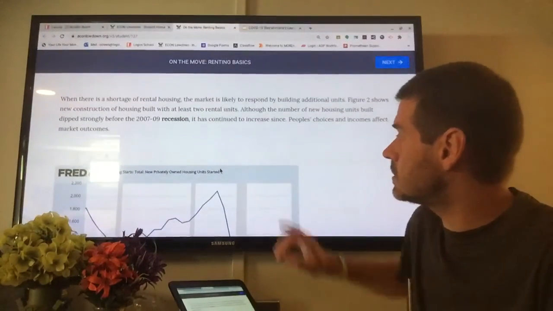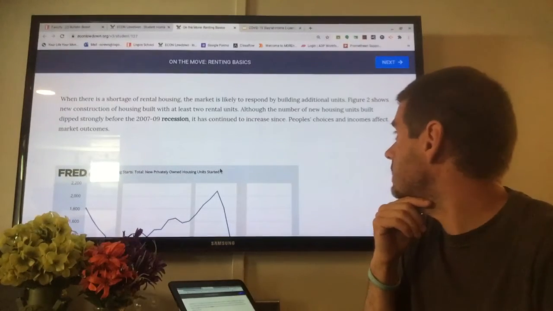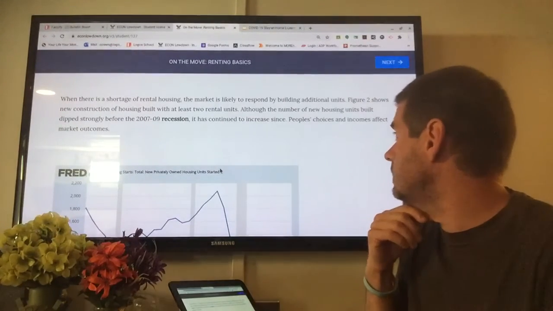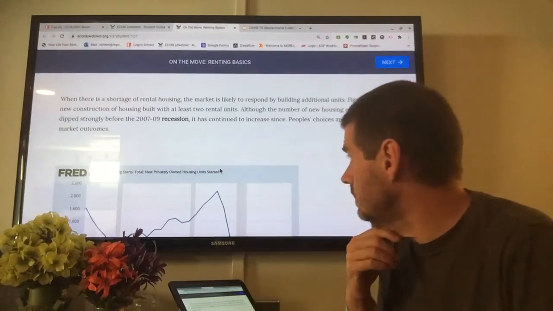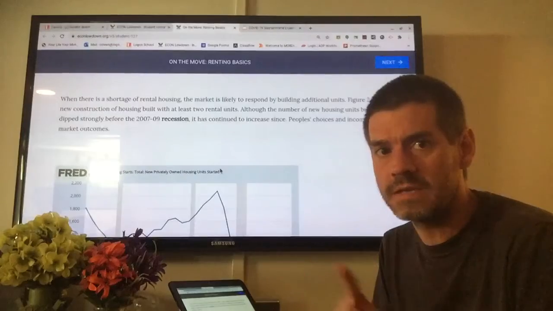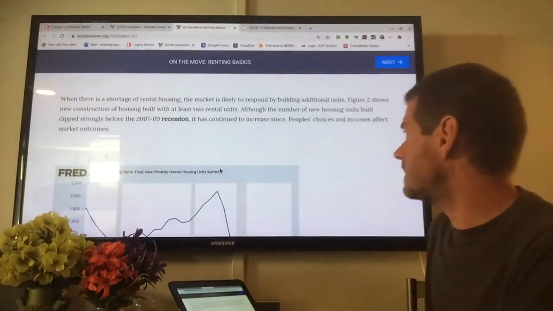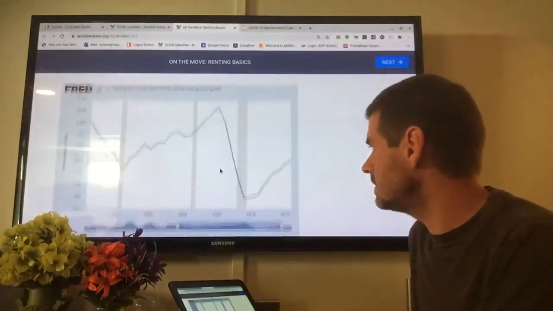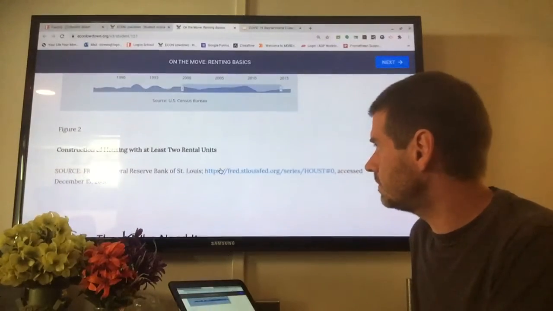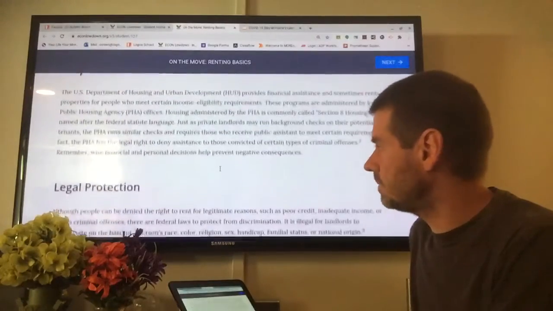What does this say? When there is a shortage of rental housing, the market is likely to respond by building additional units. Although the number of new housing units built dipped strongly before the 2000-2009 recession, that was the last major recession we had from 2007 to 2009, it has continued to increase since. People's choices on incomes affect market incomes. Okay, so we'll have to take a look at what the housing market is looking like, right?